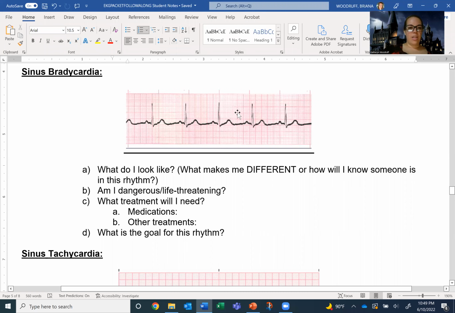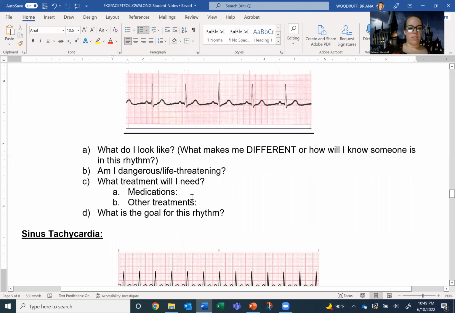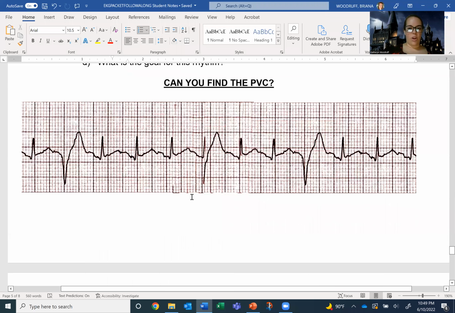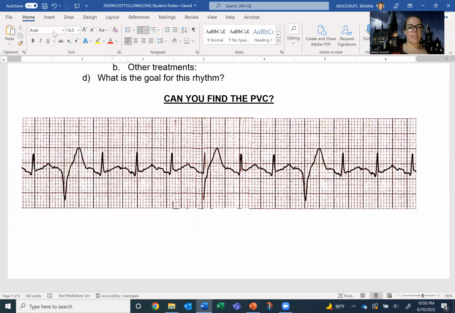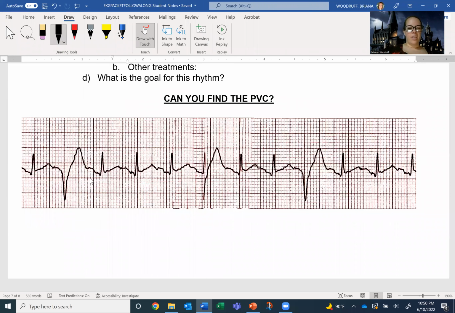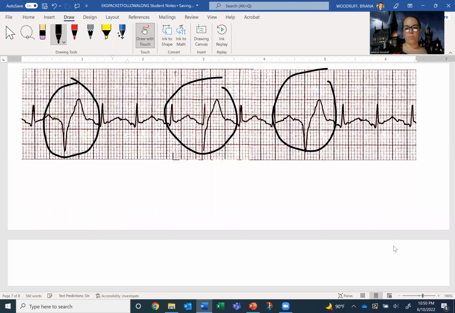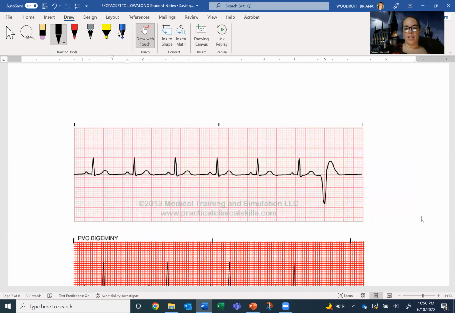So I think I have a thing here. Let's look. All right, I think this is my last activity. So can you find the PVC? Where are the PVCs here? Let's go back to my beautiful drawing. Can you tell which ones are the PVCs? Remember, they're always going to be the wide ones. So they're these wide things right here in between these wide rhythm beats. How about here? Do you see it? Yeah, it's this weird wide beat at the end here.